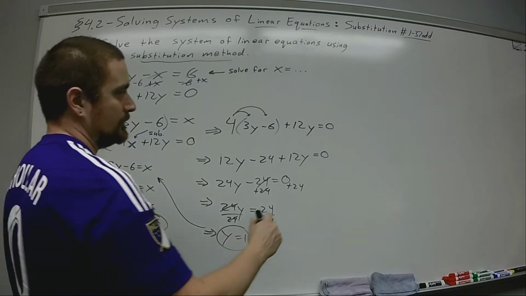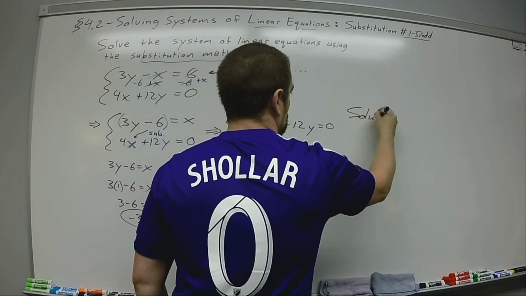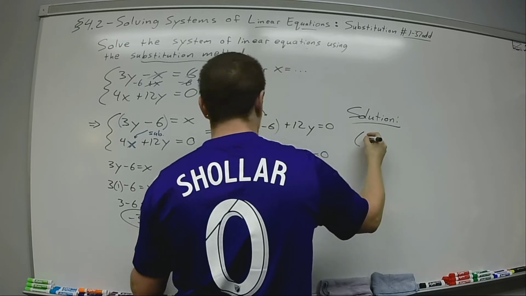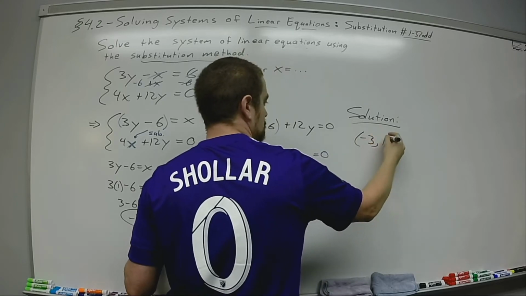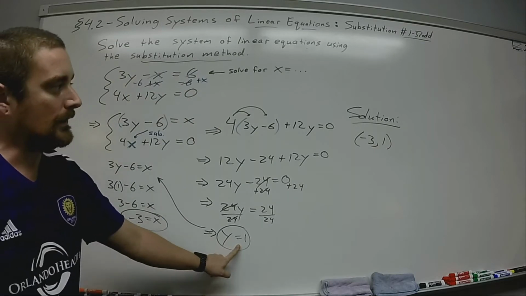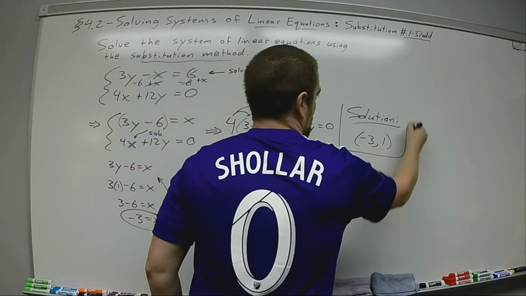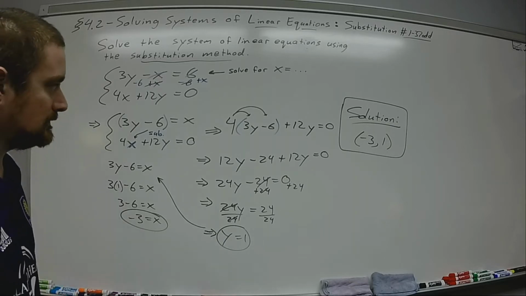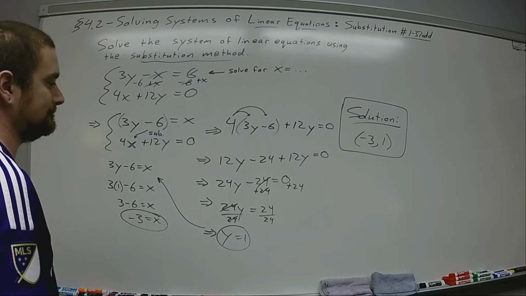That means that our solution is going to be the ordered pair. Again, careful, the x coordinate always goes first. So it's going to be the ordered pair negative 3, comma, 1. That is the point where these two linear equations will intersect, meaning that that ordered pair simultaneously solves both those equations. Thus it is our solution to the system.